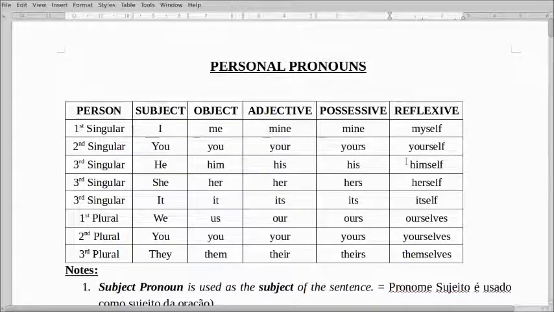For the third person in the singular, we use himself if it's a man, herself if it's a woman, and if it's an object or animal, we use itself.